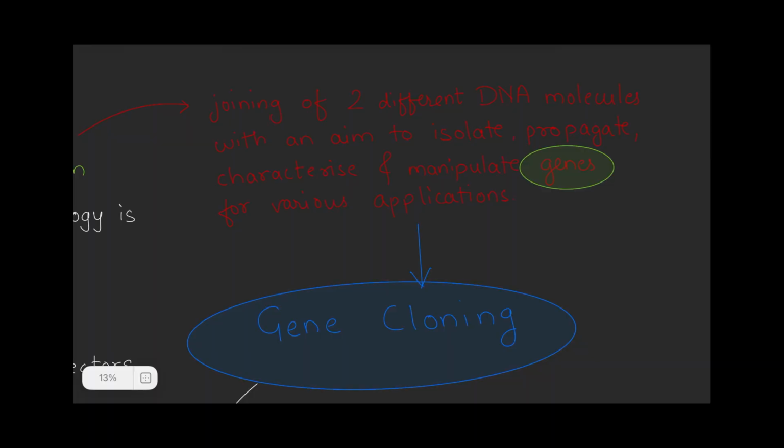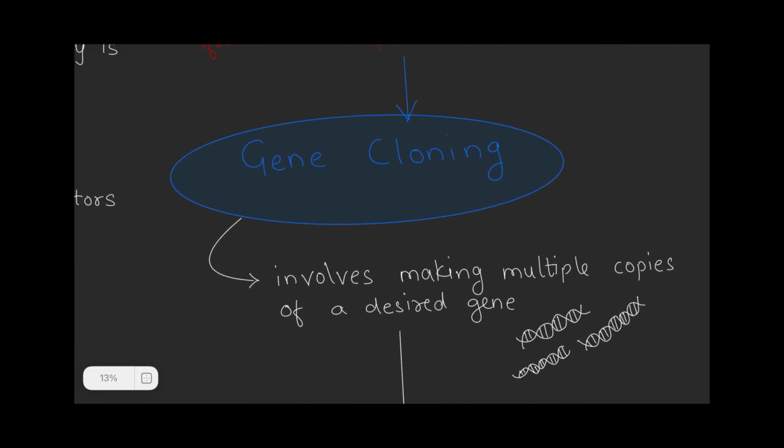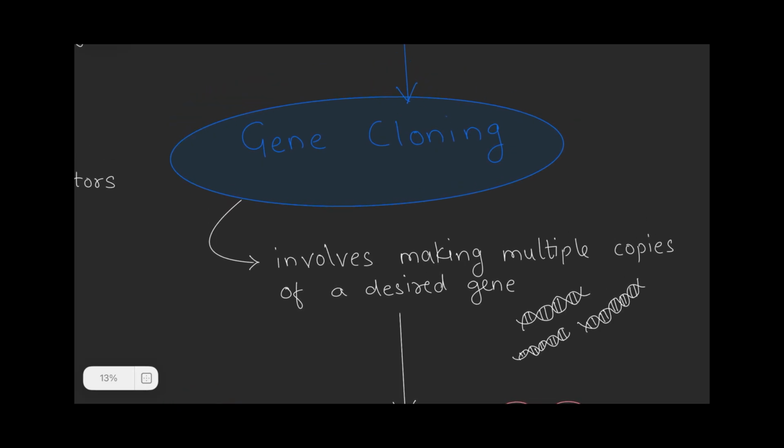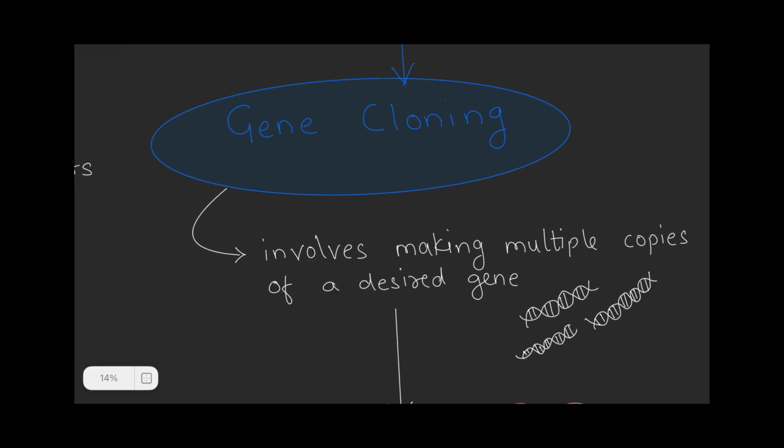Recombinant DNA technology refers to the joining of two different DNA molecules with the aim to isolate, propagate, characterize, and manipulate genes for various applications. We are joining two different DNA molecules. This is the heart of this technology, and this entire process is also called gene cloning. Gene cloning simply means making multiple copies of a desired gene, not cloning a human, not cloning an organism, cloning a gene. Now let's understand the process step by step.